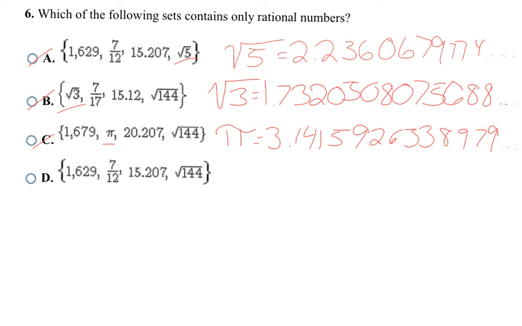So hopefully D is all rational numbers. So our first number here is a whole number. That's good. Our second number is a fraction. That's definitely a rational number. Our third number is a decimal that ends. So it's definitely a rational number. And I don't know about the square root of 144. So I'm going to use my calculator to find out what the square root of 144 equals. And when you do that, you should find that the answer is 12. 12 is a whole number. It ends. So that means that the square root of 144 is also a rational number, and that means D is going to be my final answer.